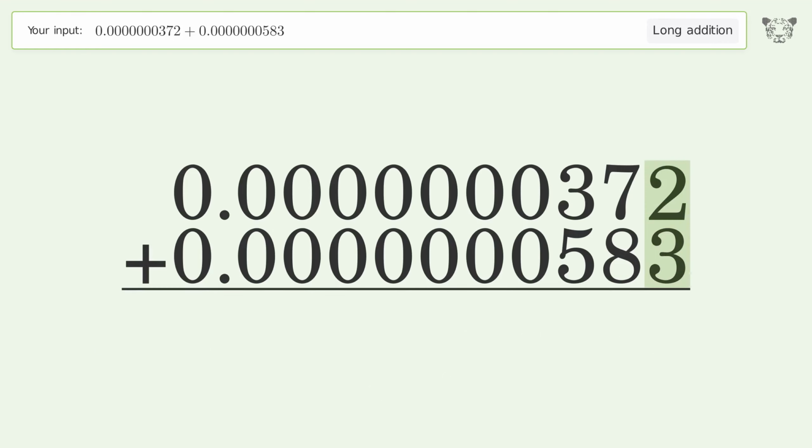2 plus 3 equals 5. 7 plus 8 equals 15. Carry 1 to the 100 millionths place. 1 plus 3 plus 5 equals 9.